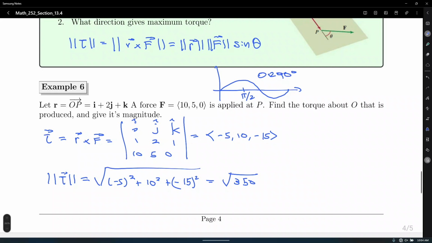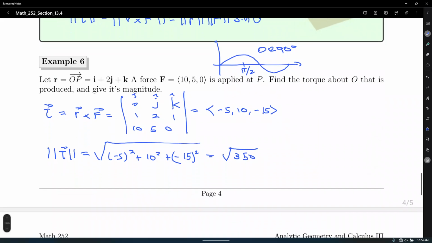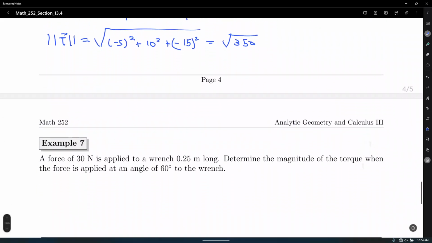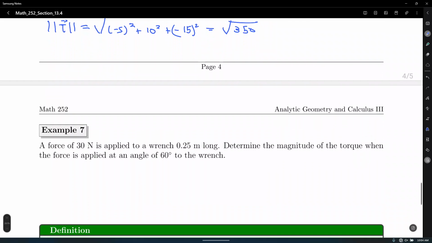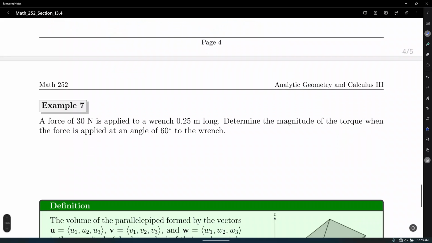And one last word problem. This one is another very formulaic one. This time we don't need to compute any cross products. A force of 30 newtons is applied to a wrench that is 0.25 meters long at an angle of 60 degrees. So we're going to use the other definition. The magnitude of the torque equals the magnitude of R times the magnitude of the force times the sine of the angle.